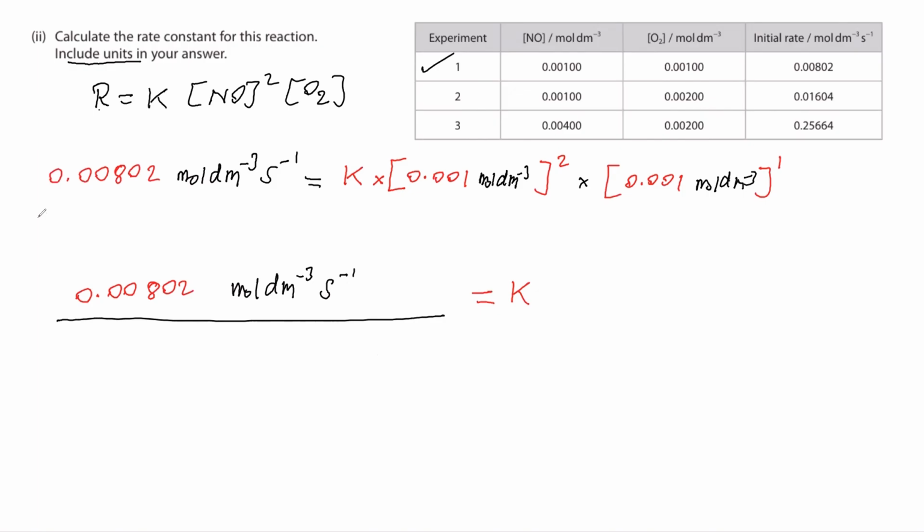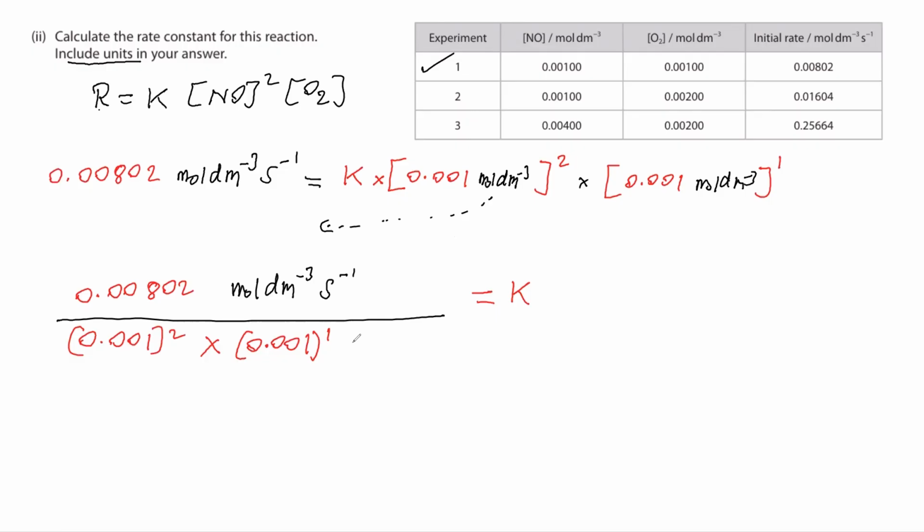0.001 squared times 0.001 to the power 1. Then we write the units. Here we have moles per cubic decimeter squared. What I did was take all this to the other side. When a multiplication goes to the other side, it becomes a division. That's why they are in the denominator. So we have mole per cubic decimeter to the power 2.